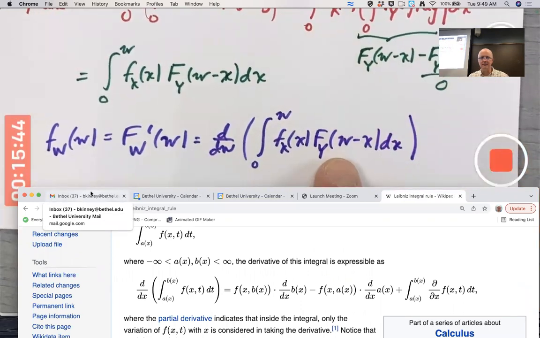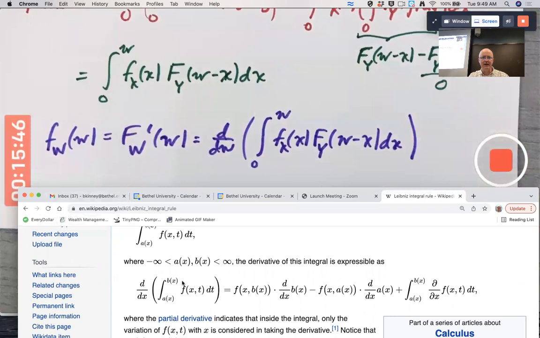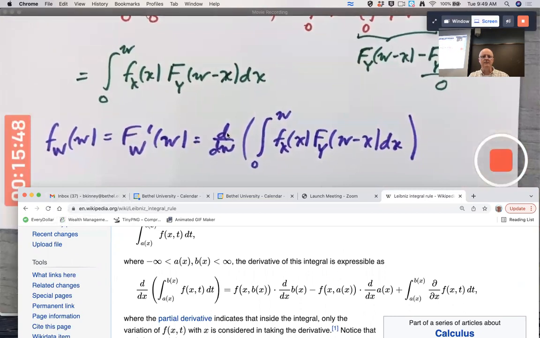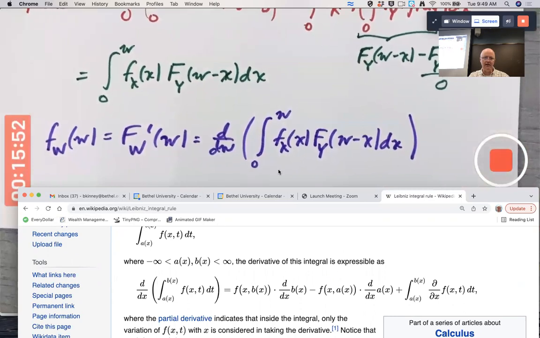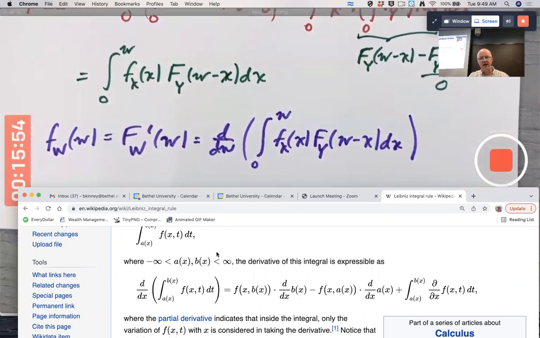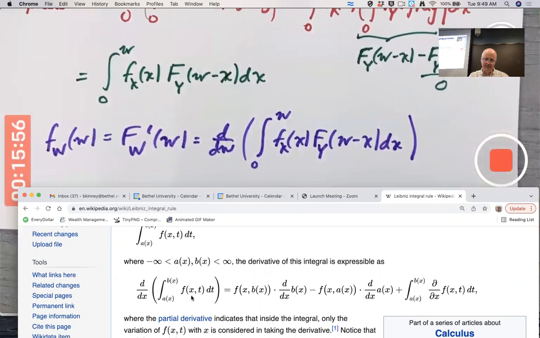Compare this with this. For our problem in purple up here, W is playing the role of X down here, and X up here is playing the role of T down here. The rule says to do all that. Yeah, doesn't look so pleasant. Well, maybe I'll make this an exercise for homework due Thursday.